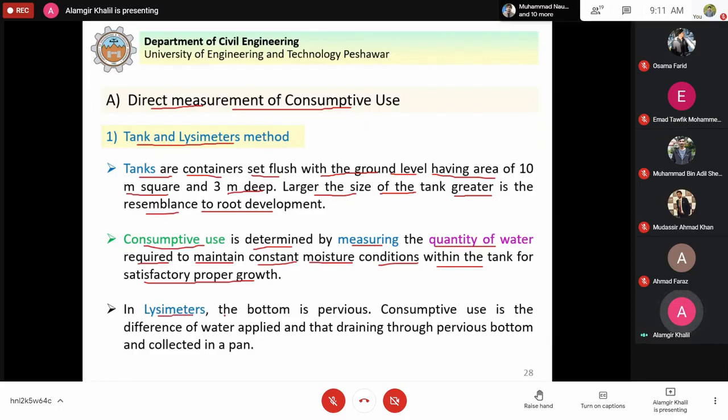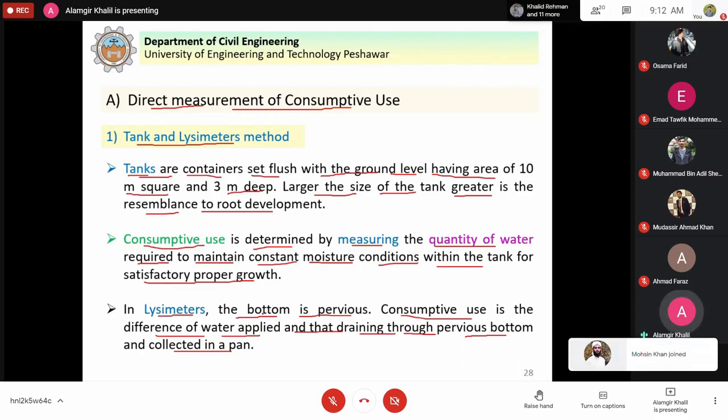In lysimeters, the bottom is pervious. Consumptive use is the difference of water applied and that draining through the pervious bottom and collected in a pan. So in lysimeters, the bottom is pervious, and water is supplied to the crops grown in lysimeters, which are containers like water tanks, the tanks that are used to grow the crops.